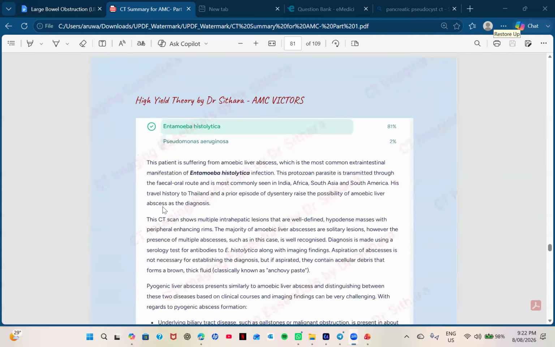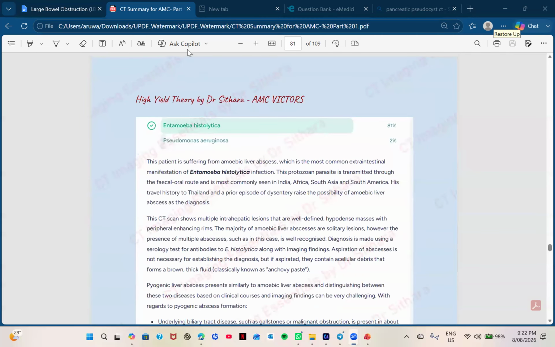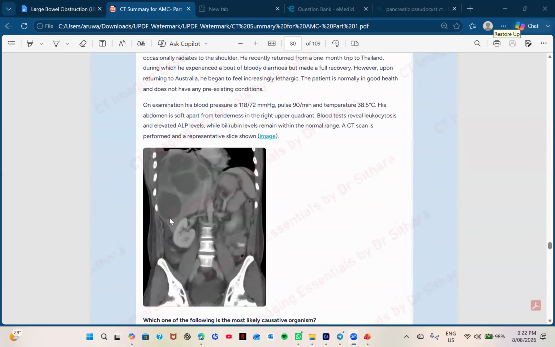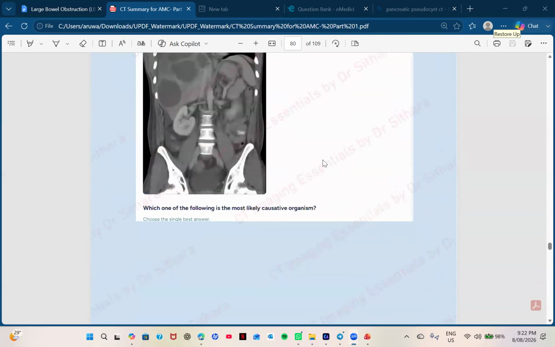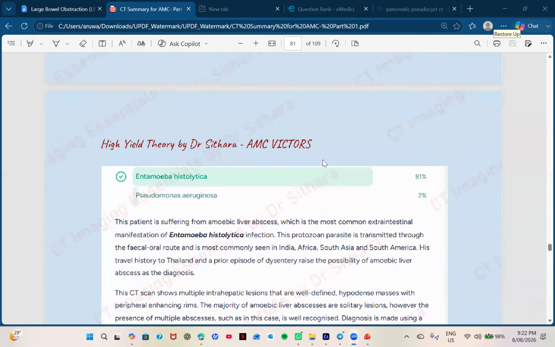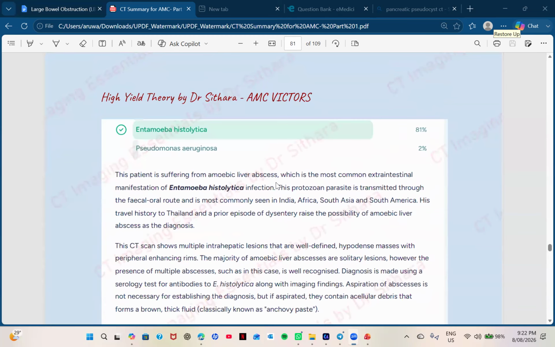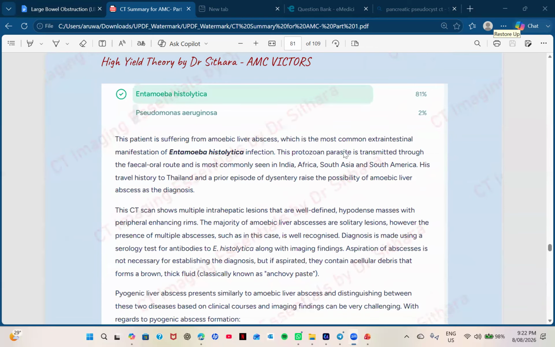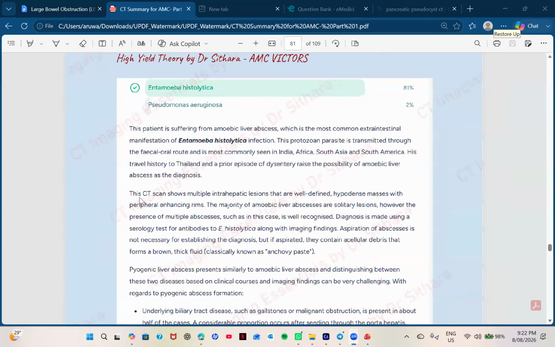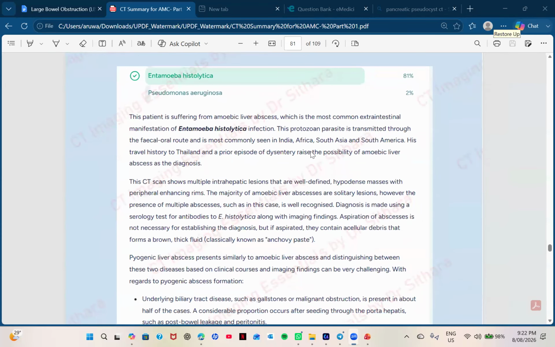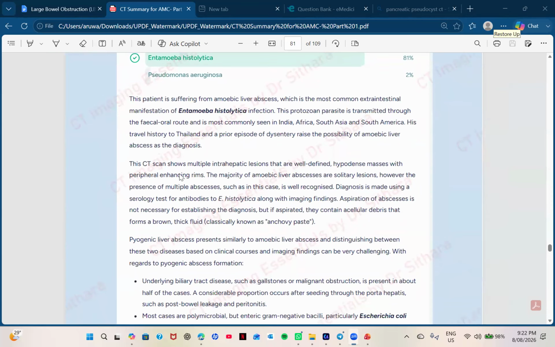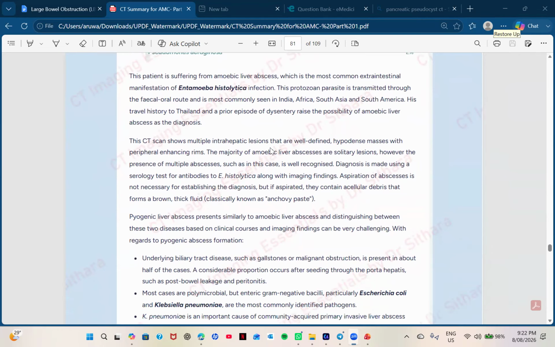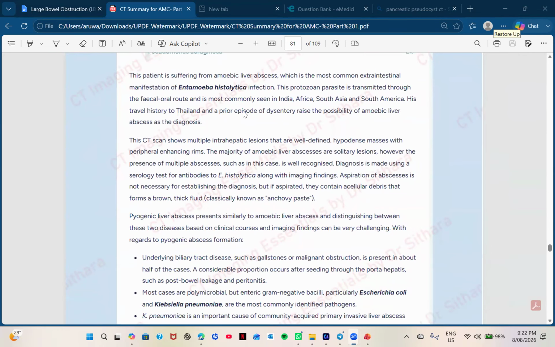Here, the patient is suffering from amoebic liver abscess. This is not a very typical presentation, but from the presentation, the past history and the clinical symptoms, you can still think about Entamoeba histolytica, which is the most common extraintestinal manifestation of Entamoeba histolytica infection. This protozoan parasite is transmitted through the fecal-oral route in India, Africa, South Asia, South America. A travel history to Thailand with a prior episode of dysentery raises the possibility of amoebic liver abscess.